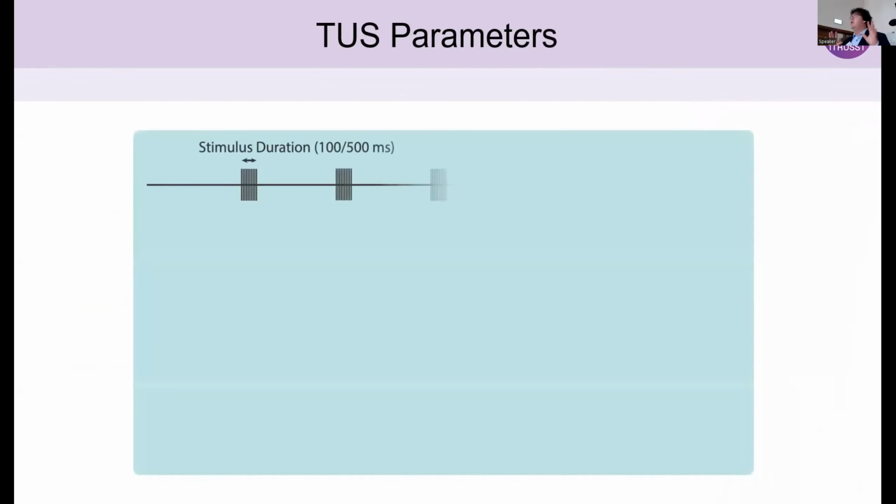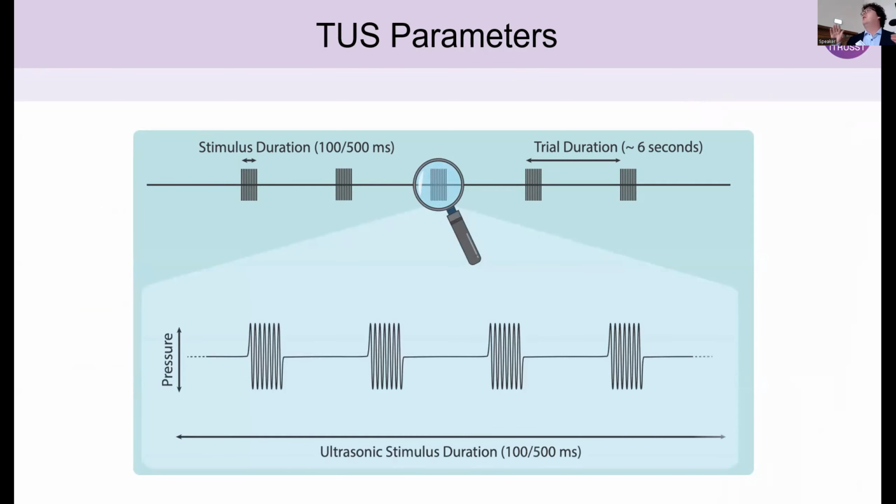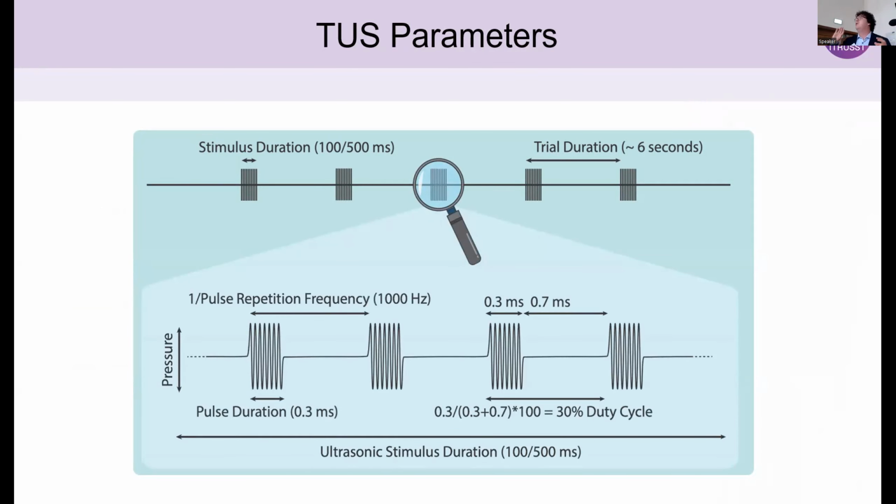Now, the stimulation parameters that you use are pretty straightforward, quite common ones. We're applying, like I said, stimulus durations of 100 and 500 milliseconds with a trial duration of around 6 seconds. And if we zoom in here, then what we can see is we're using a 30% duty cycle. So we have 0.3 millisecond long pulses with a 1 millisecond pulse repetition period.